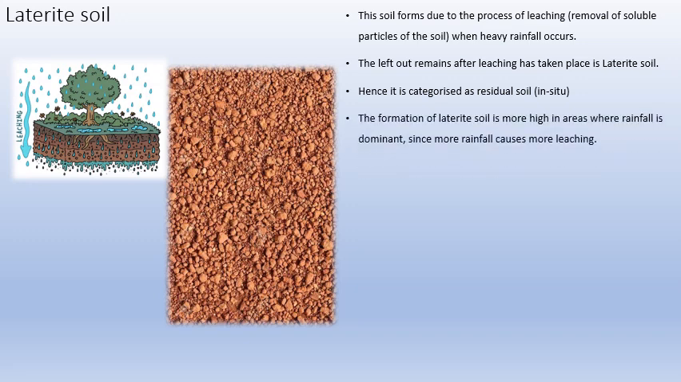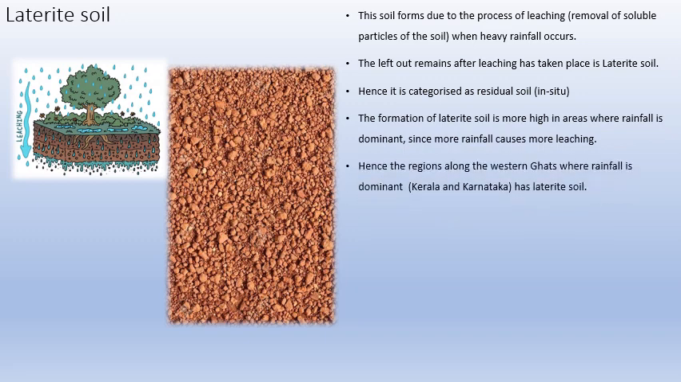The formation of laterite soil is more in the areas where rainfall is high and dominant. Since more rainfall, there will be more leaching, and if there's more leaching, there is more remains of laterite soil. So red soil was formed on the eastern regions of Telangana, Andhra Pradesh, Tamil Nadu, while this soil is found in the western regions because western regions have the Western Ghats which experience so much rainfall every year. Kerala and Karnataka are two states which fall under the Western Ghats. So these regions will have a lot of laterite soil.